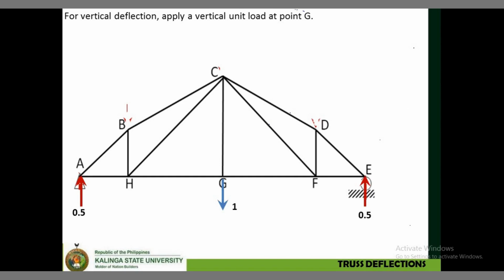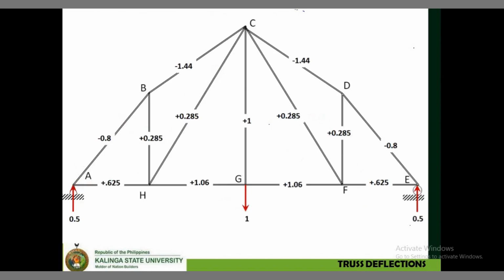After that, I used the combination of method of joints and method of sections to determine the values for each member. So, these are my answers. Now, itong negative na to, this means AB is under compression. Itong positive na to, BH is under tension. Okay?